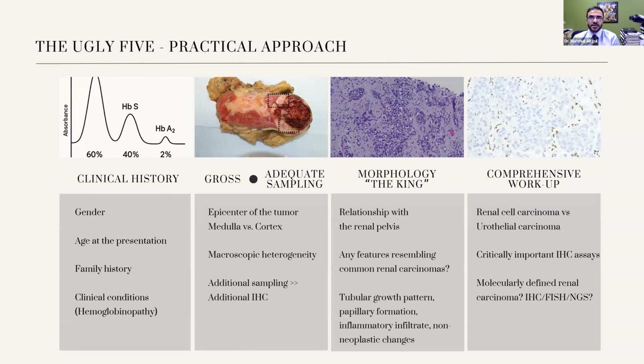First of all, we need to check the relationship between the tumor and the renal pelvis, microscopically and macroscopically. And we are going to check if there are any even focal areas resembling common renal carcinomas. Is there any focal area with clear cell cytology and a nice vascular network, for instance? Of particular importance in morphology would be tubular growth pattern, papillary formation, inflammatory infiltrate and the type of the inflammatory infiltrate, and non-neoplastic changes in the kidney, for example, sickling of the red blood cells.